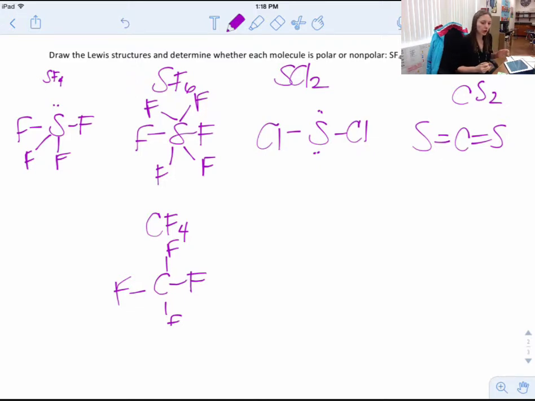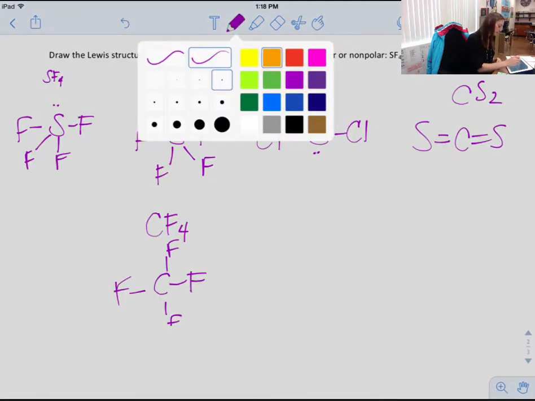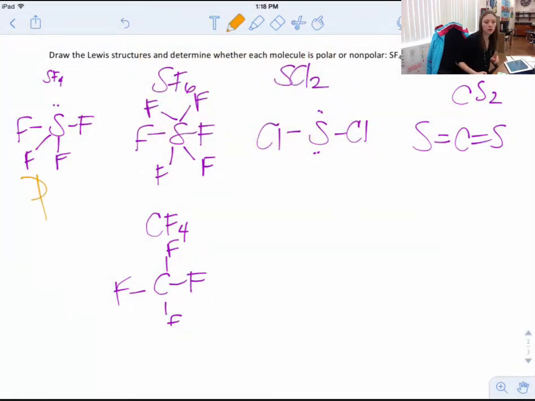Okay, so if we look at our first one, SF4, this one would be polar. I'm going to put P or N. Polar because that lone pair is going to make that side more negative than the rest of them. For the second one, that one's going to be nonpolar, because all those F's are the same thing. They pull all the same. They pull equally. They cancel out. Nonpolar.